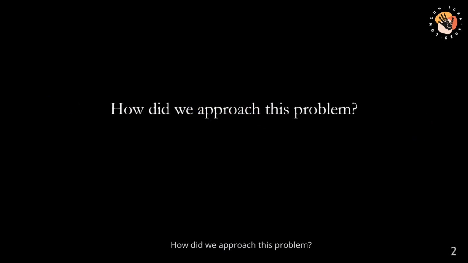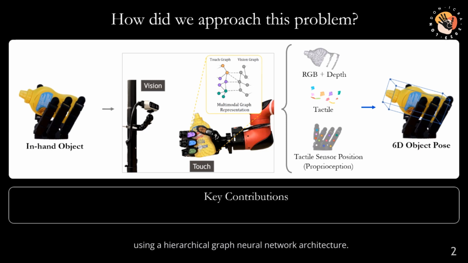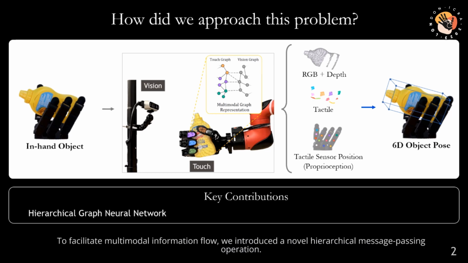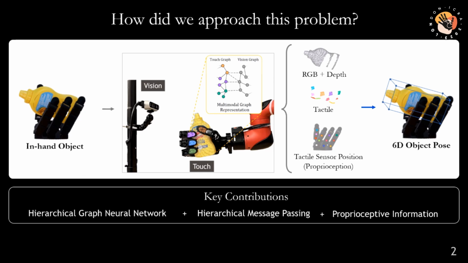How did we approach this problem? We combined vision and touch data with geometric information using a hierarchical graph neural network architecture. To facilitate multimodal information flow, we introduced a novel hierarchical message passing operation. Additionally, we leveraged proprioceptive information, including tactile sensor position data, along with vision and touch data.